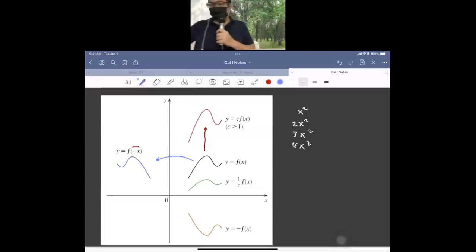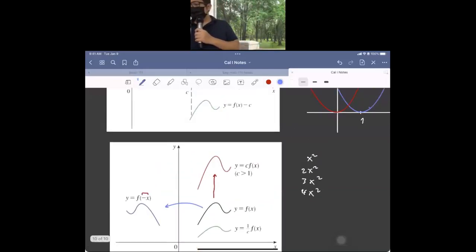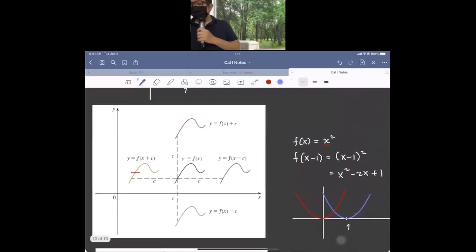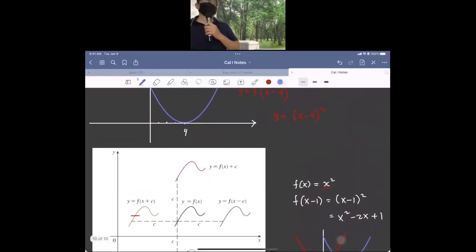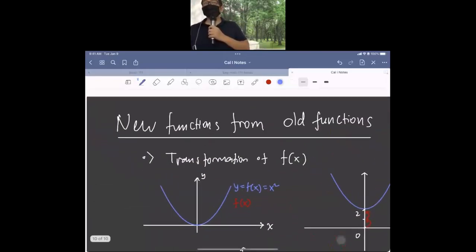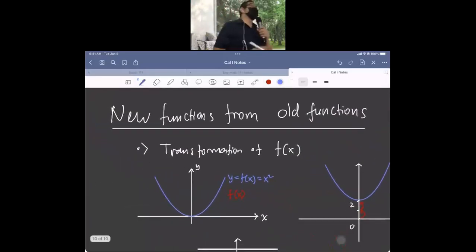Okay. For the first one here, let me do a quick review of what we did in the last section, yesterday's class. We are discussing how to make a new function from an old function. So it's practically one function, and you want to make a new function out of that old function.